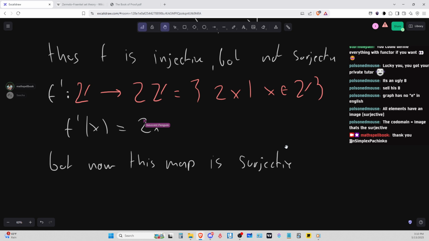So what was the trick that you did to make it surjective in this case? I just made the codomain smaller.